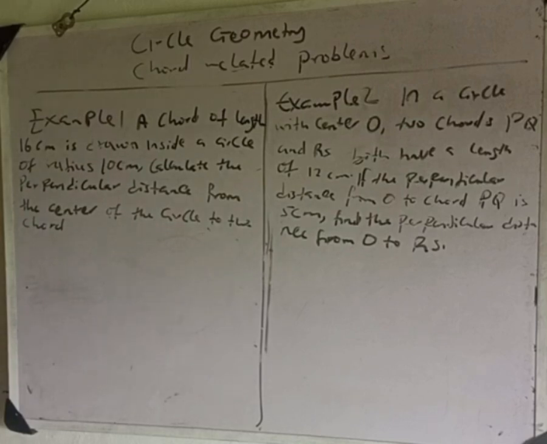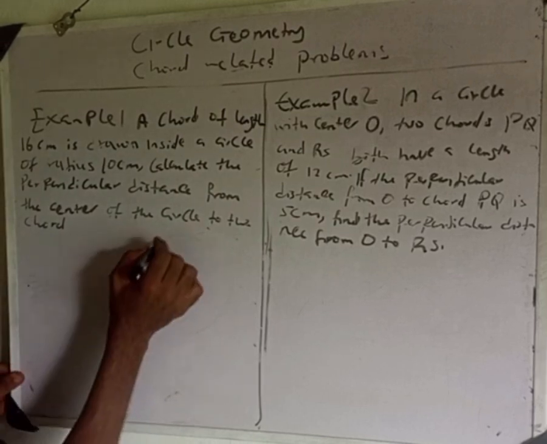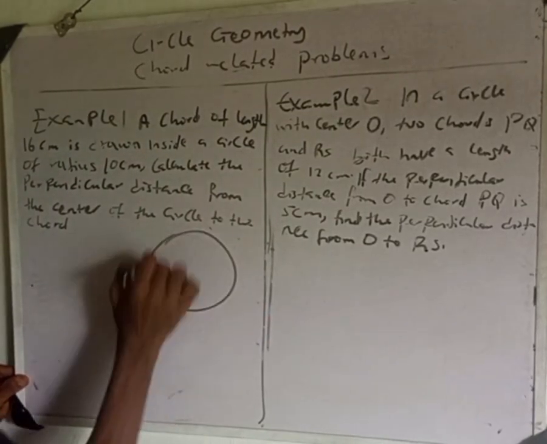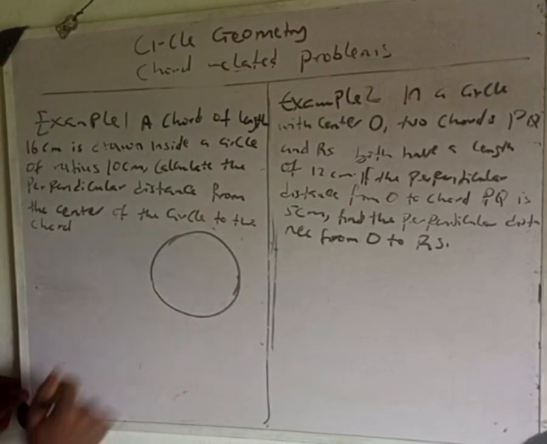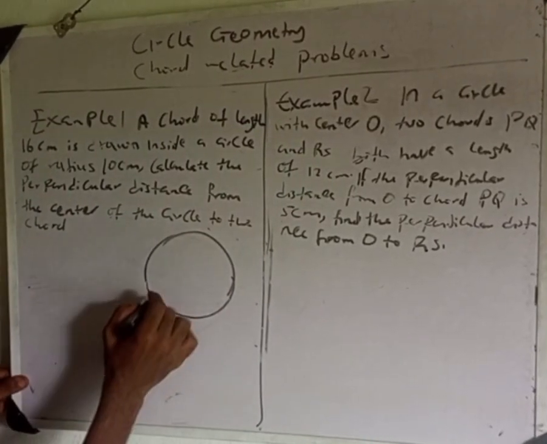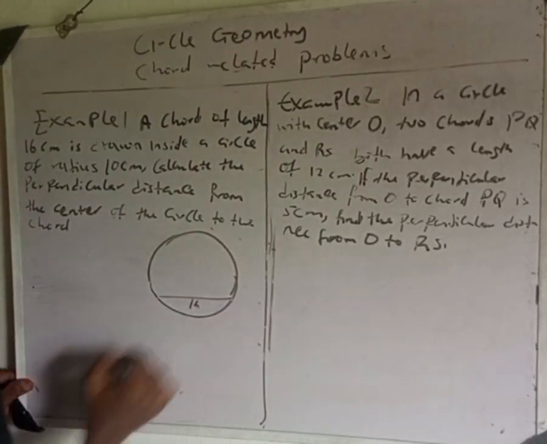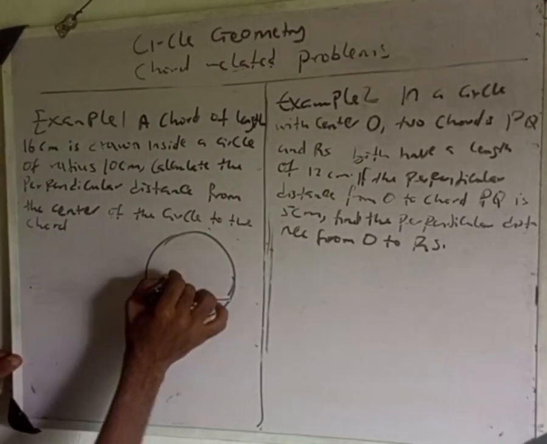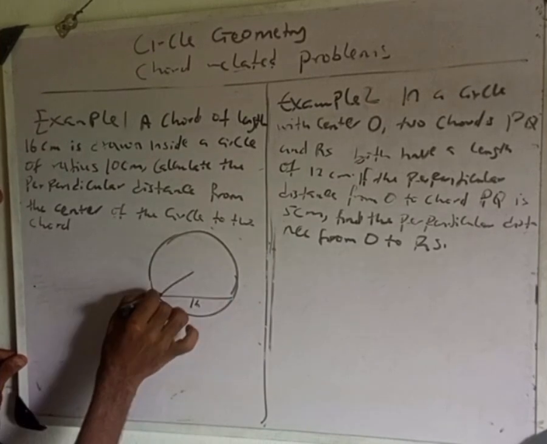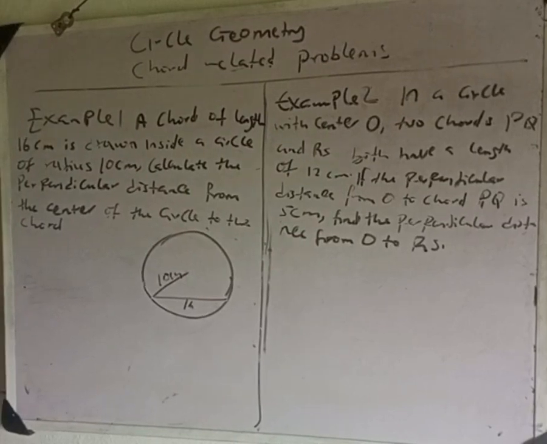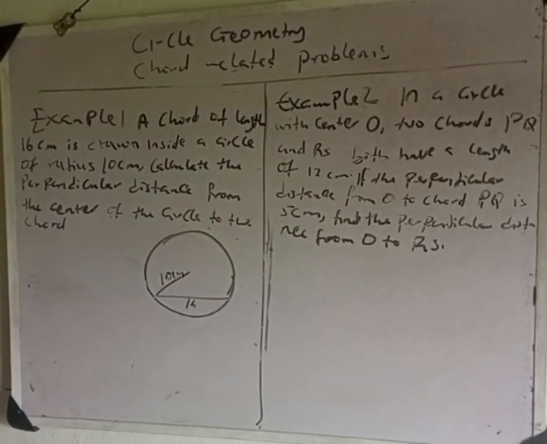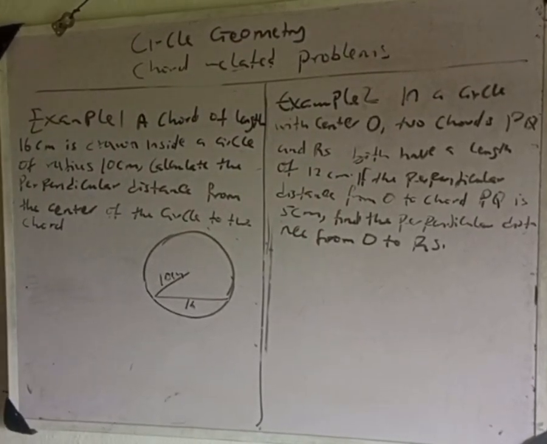So for the first question, we have that a chord of length 16 cm is drawn inside a circle of radius. So let me just draw a circle first. Don't mind my rough sketch. This is a circle. Now we have that the chord is 16 cm. Let's say this is the center of the circle. Now the radius is 10 cm. Calculate the perpendicular distance from the center of the circle to the chord.